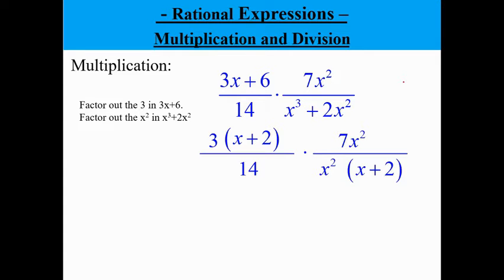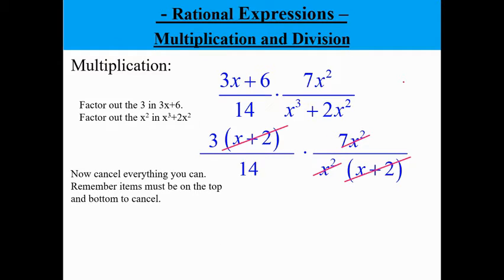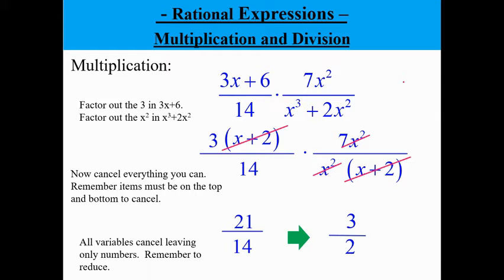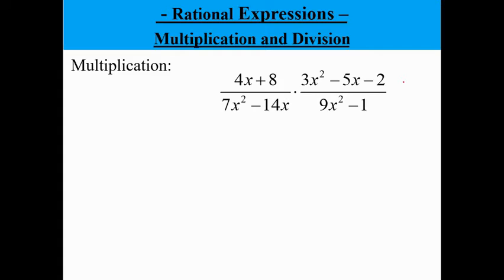Alrighty, now you should be able to see that we can cancel things, okay? Like the x plus 2 can be canceled. One's in the numerator, one's in the denominator, and then our x squareds can be canceled. Now at this point, I personally would have canceled out the 7 and the 14, but this example, PowerPoint does not, but you'll notice 21 over 14 is just going to become 3 over 2. Okay. All variables cancel, leaving only numbers. Remember to reduce.